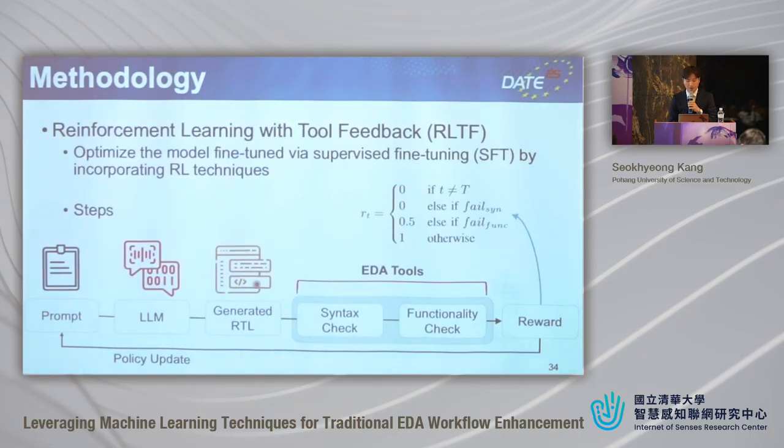The last one is reinforcement learning with tool feedback. During the fine-tuning of the LLMs, we added this tool feedback loop inside the training flow, and with the EDA tool, we made syntax checks. This is a lint check, and also we made a formality check. Based on these checks, we can calculate the reward, and this reward value goes to the feedback as the reinforcement learning.